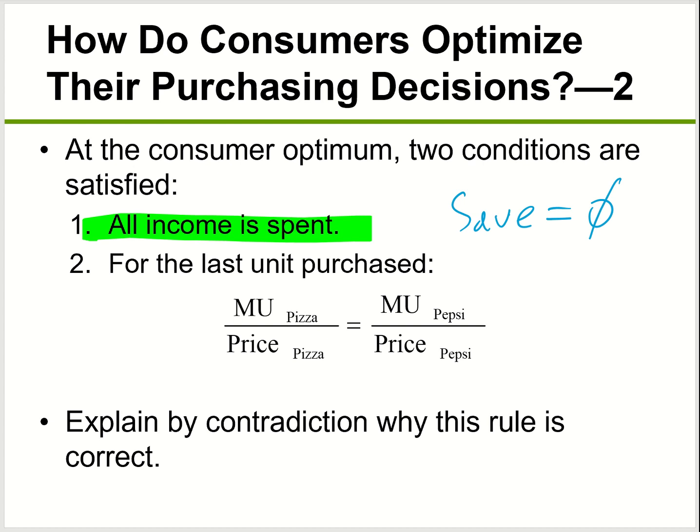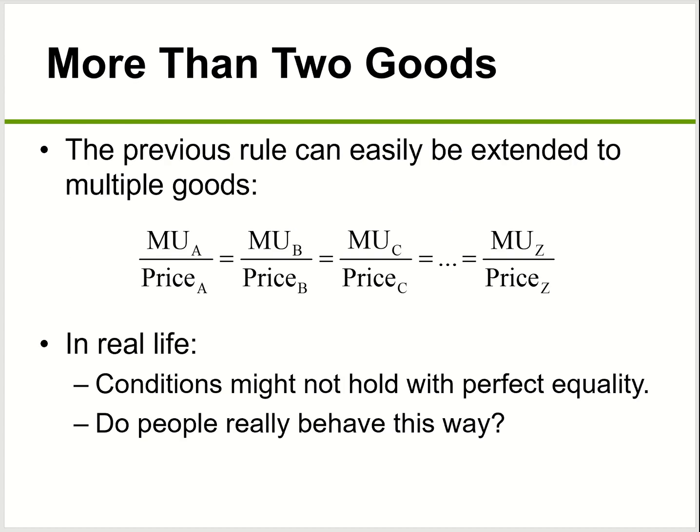So we're going to consume our goods until either all the money is spent or until the marginal utility for pizza divided by the price for pizza is equal to the marginal utility for Pepsi divided by the price for Pepsi. All right, so what if you have more than two goods? Then you set everything equal to each other. This equation is always true, no matter how many goods you have in the consumption.